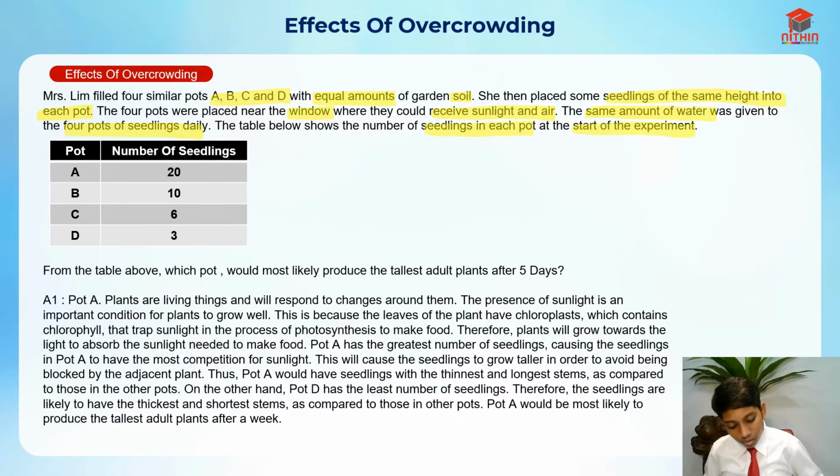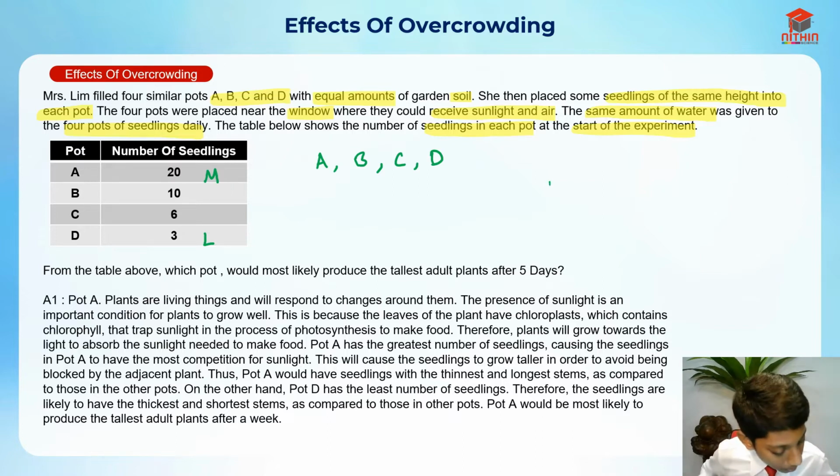So for pot A, there was 20. It clearly has the most number, right? And B is 10, C is 6, and D is 3. And 3 is the least. So we can rank most to least by A, B, C, D, right? So basically, when there's lesser plants, right, there's less competition and less overcrowding with the same size of a pot, right? So you have to understand this.